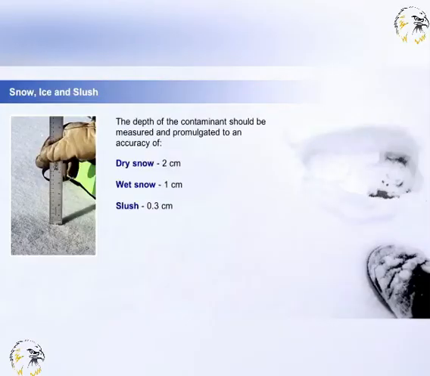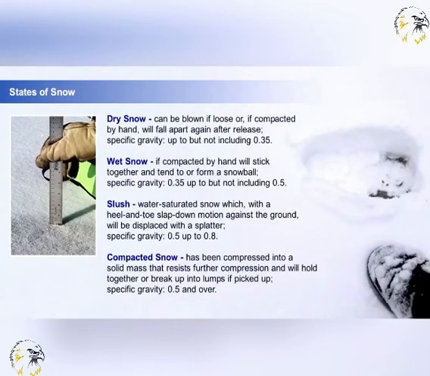Whenever the runway is contaminated by frozen or partially frozen water, ICAO recommends that for each third of the affected surface, a measurement of depth is carried out. The depth of dry snow should be assessed to an accuracy of 2 centimeters, wet snow to 1, and slush to 0.3 centimeters. As you can see from the measurement requirements, snow has its different states: dry, wet, slush, and compacted. Their definitions are on screen.